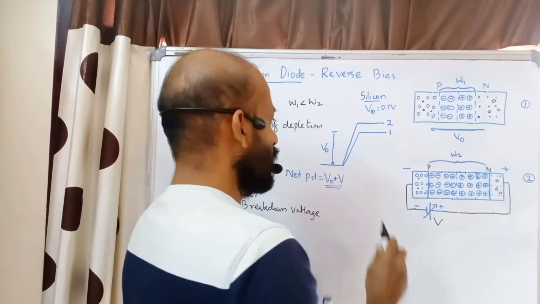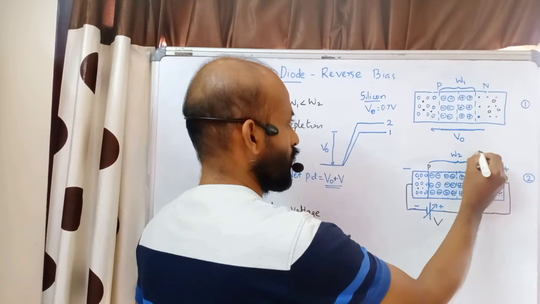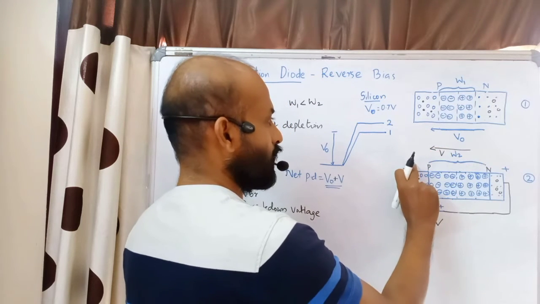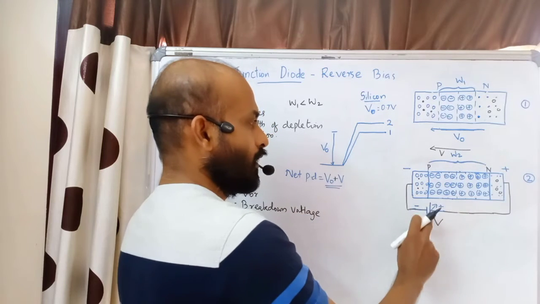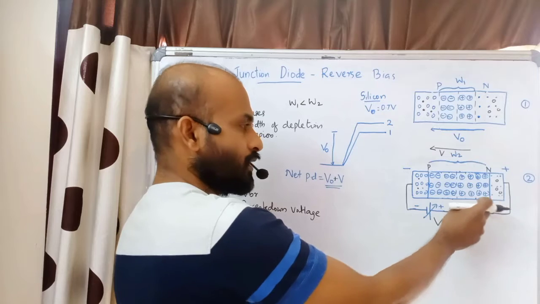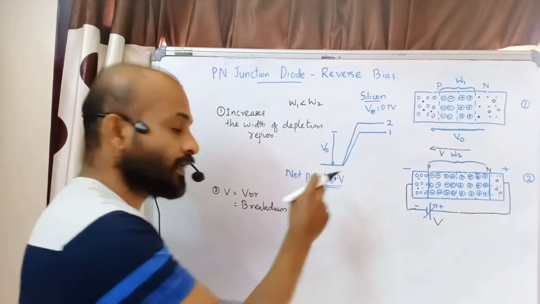So I can draw the direction of the external voltage like this. This is the direction of external voltage, the direction of V. That is negative here, positive here. Now what about the barrier potential? The barrier potential is also in the same direction, the same direction as the external potential. What about the net potential difference? It will increase.